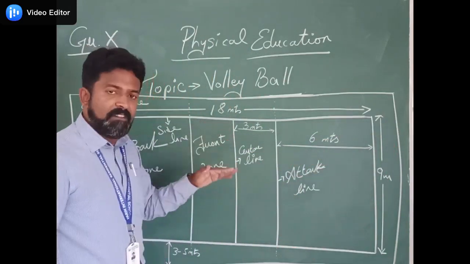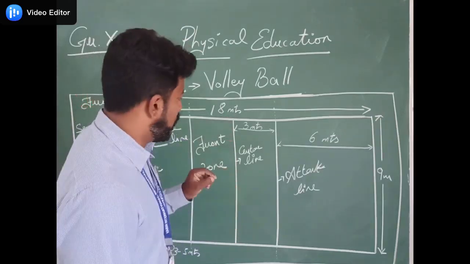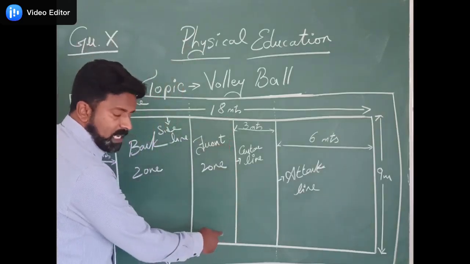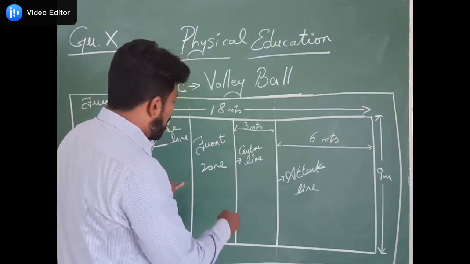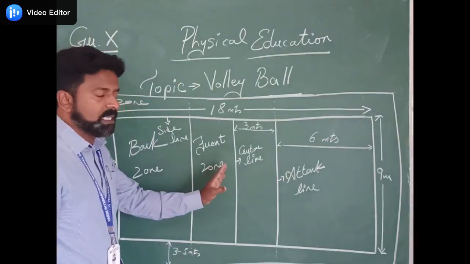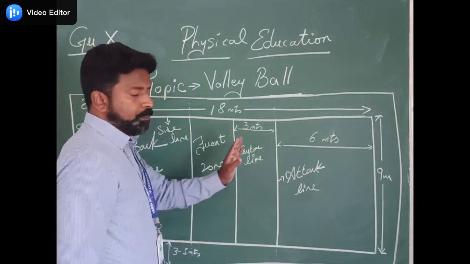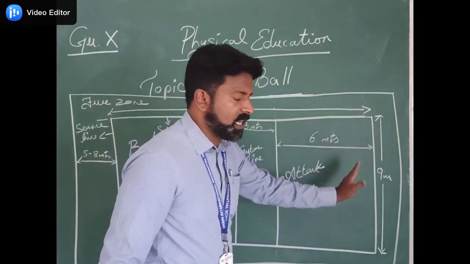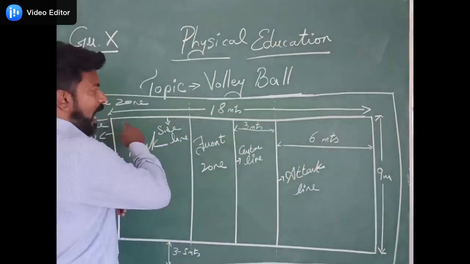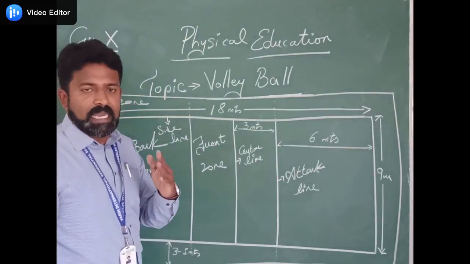Each and every line has its own specific name. The middle line which divides the court is called the center line. The parallel line drawn 3 meters away from the center line is called the attack line. The line where the players put the serve is called the service line. And the total 18 meters line is called the side line.